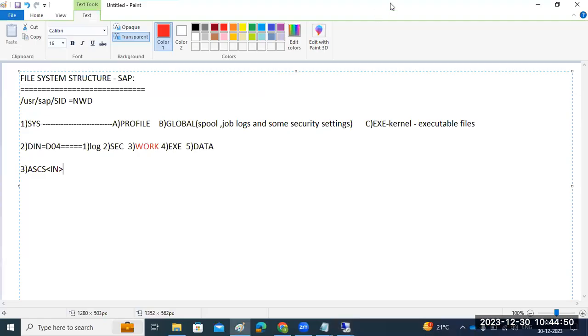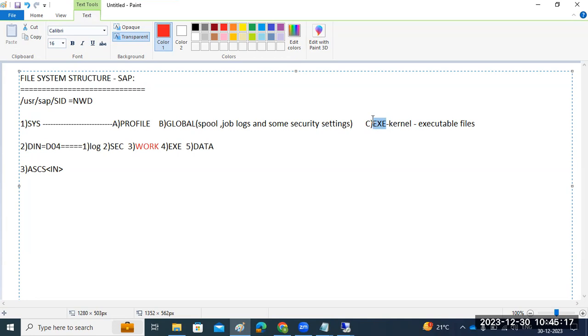Any questions, anyone? This is a very important structure and you need to remember all of these things. Sometimes people will ask you for the location of the work directory: /usr/sap/SID/D instance number/work. Sometimes they may ask for the profile directory and the global directory. These three are very important, and also the kernel directory. The locations of these four or five directories are very important. Please remember this file system structure.